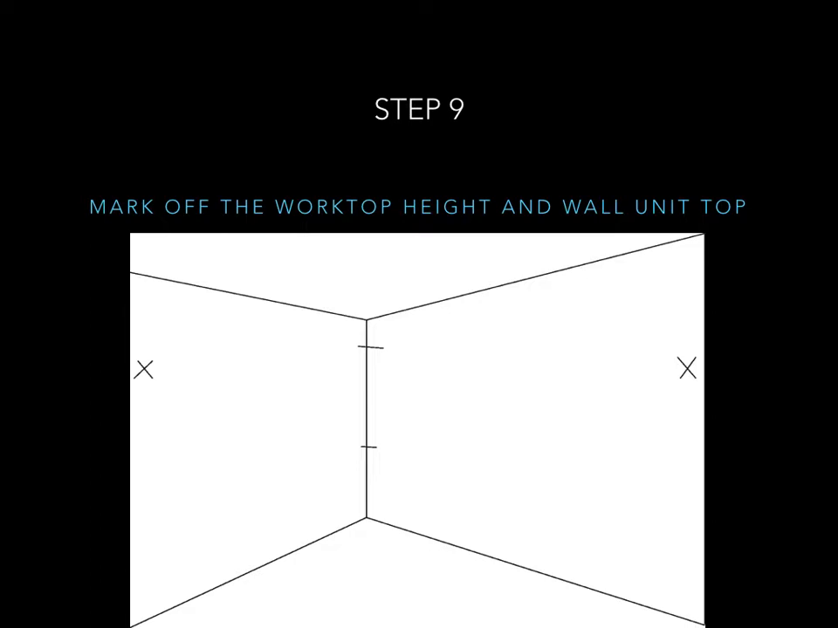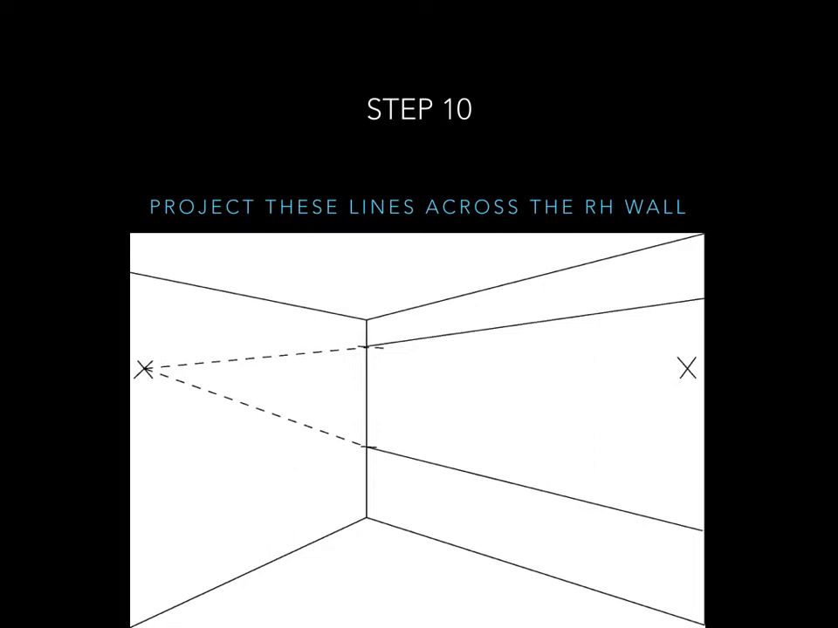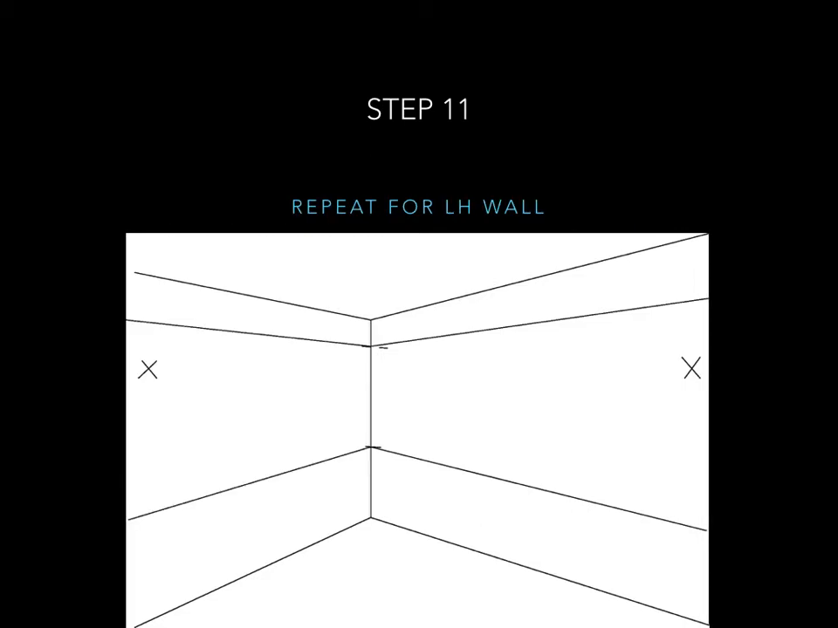Next stage, mark off the worktop height, which of course is in scale, 900 millimeters, and the height of the wall units, default height, is 2115. Now obviously you can use whatever measurement you have to, but using the default measurement is simpler and quicker. We now use the left-hand vanishing point to project those 2 points, the worktop height and the height of the wall units, along the right-hand wall, and ditto the left-hand wall.